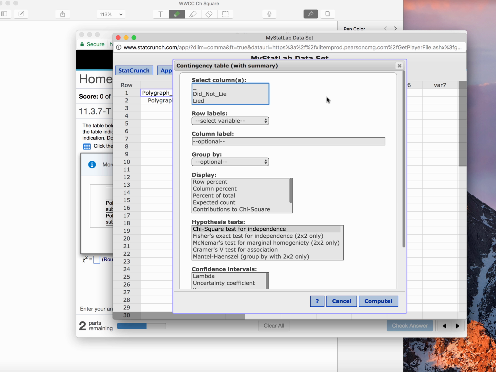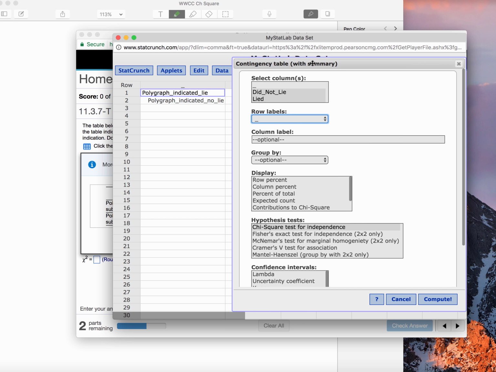Now we need to select the columns. So this is the columns that have the data in them, not the words. So the data are in the columns did not lie, and then I need to push Command or Control and then click on lied. Then I tell the computer that the row variables are in this variable that had the little space there. If I go back to the table, it was this first column, it just had a little blank there. So our row labels are in that column. Column label I don't need to do anything with. Group by I don't need to do anything with.